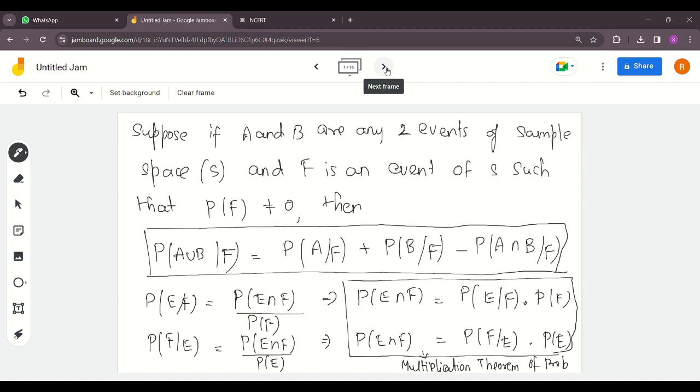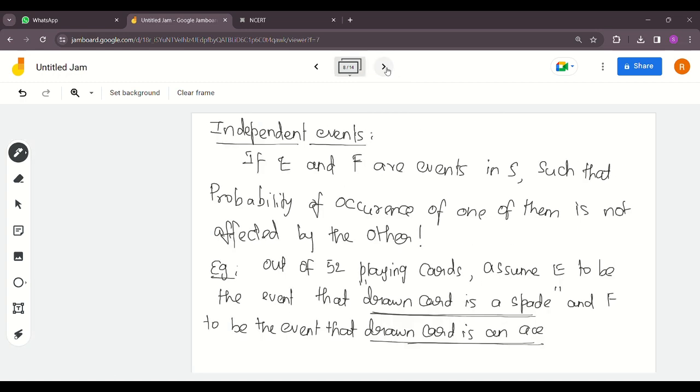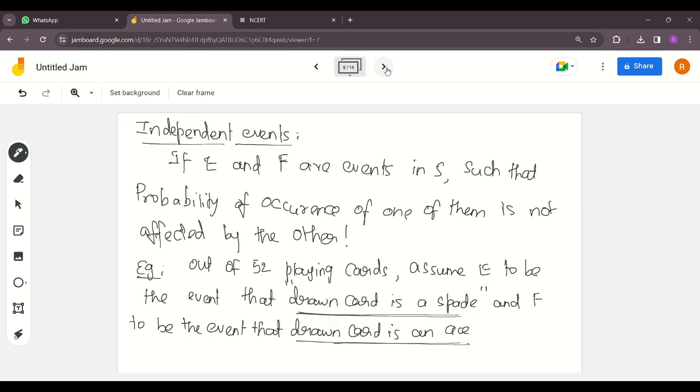So this is how we will have to find out. Sorry, P of E or F, because OR means union. Okay, now let us go to the concept of independent events. I have written the definition first for independent events because you should be able to understand what independent events are.